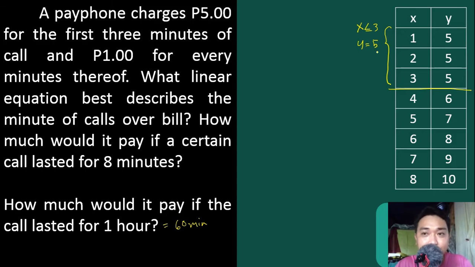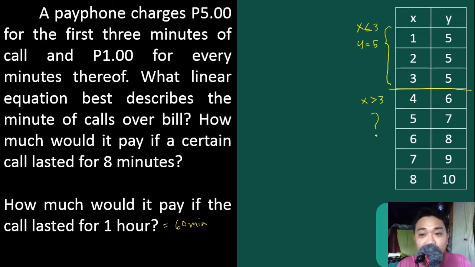O sa madaling salita, kung yung number of minutes, which is denoted by x, is 3, we are going to pay 5. If it is 2, because it is also less than 3, we are going to pay 5. If it is 1, which is also less than 3, we're going to pay 5. Pero pag lumagpas na tayo sa 3, ibang usapan na yan. If x is greater than 3.